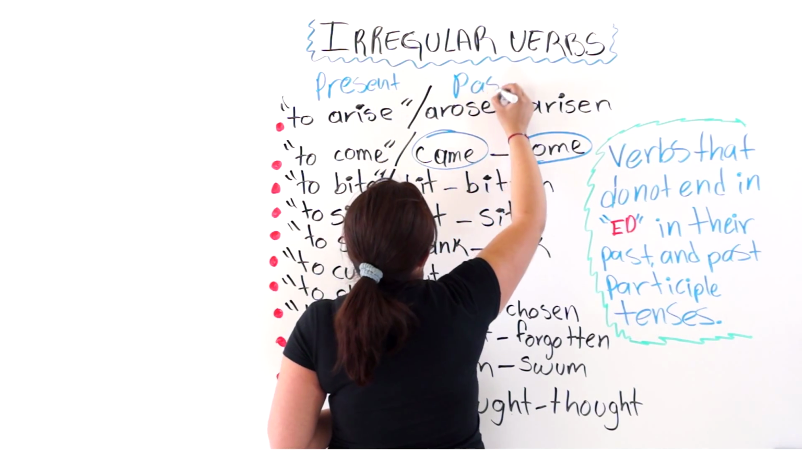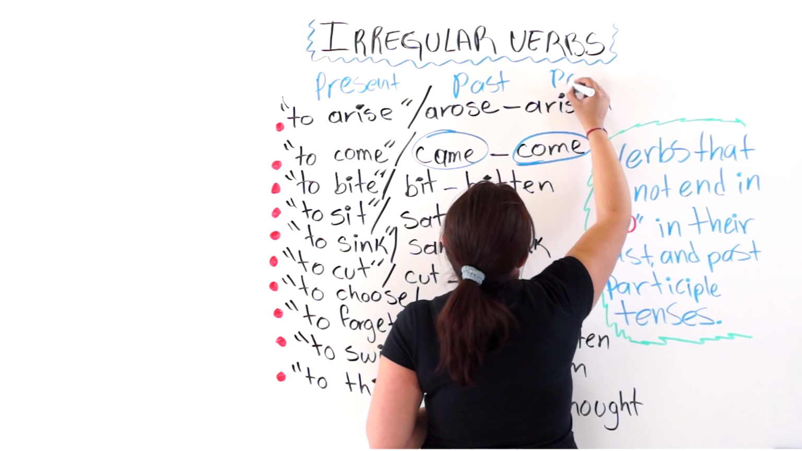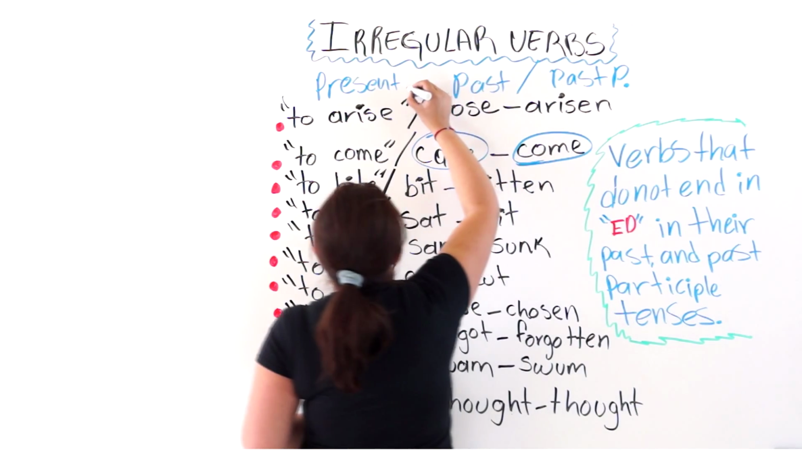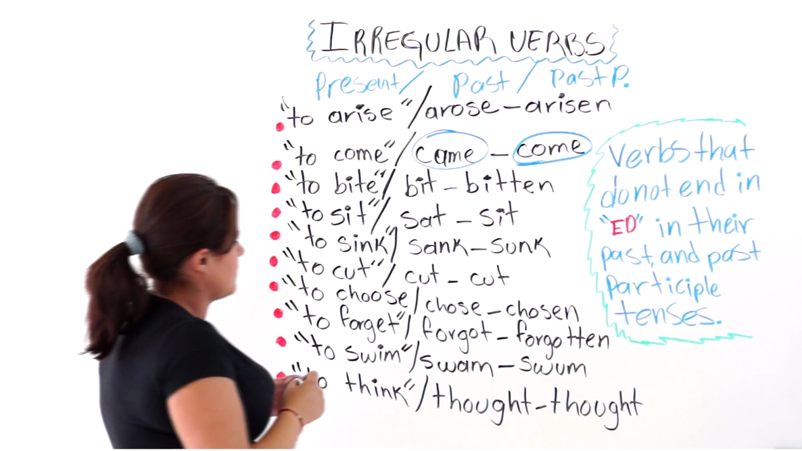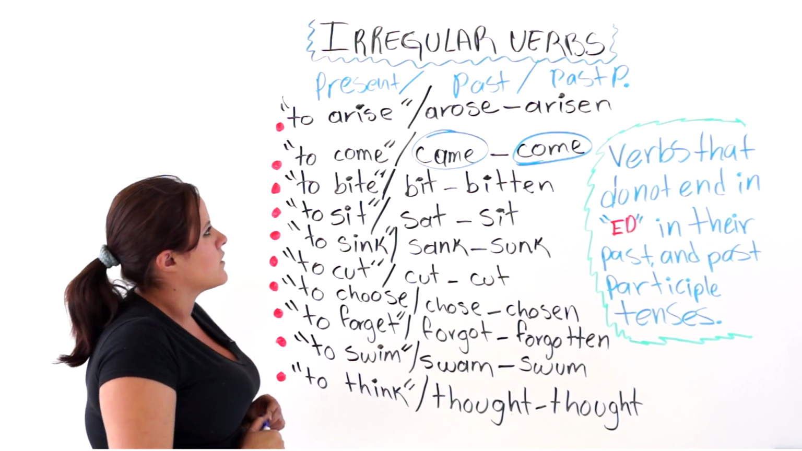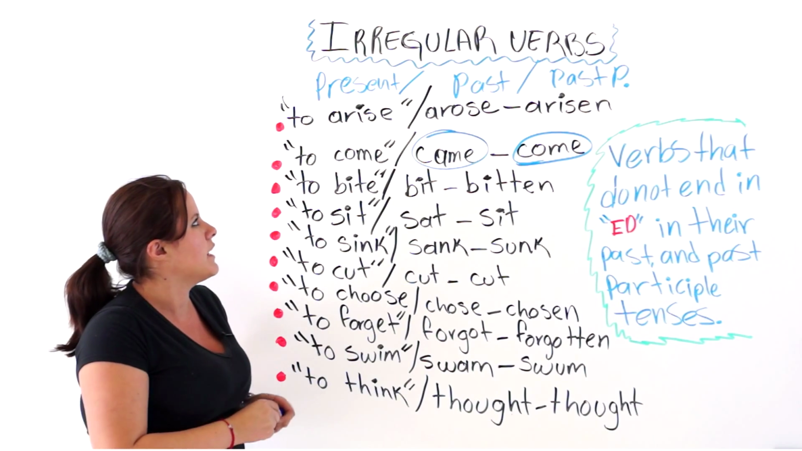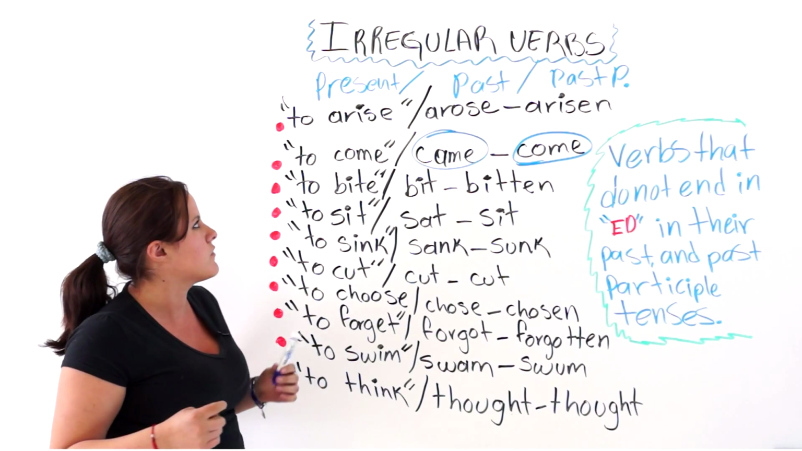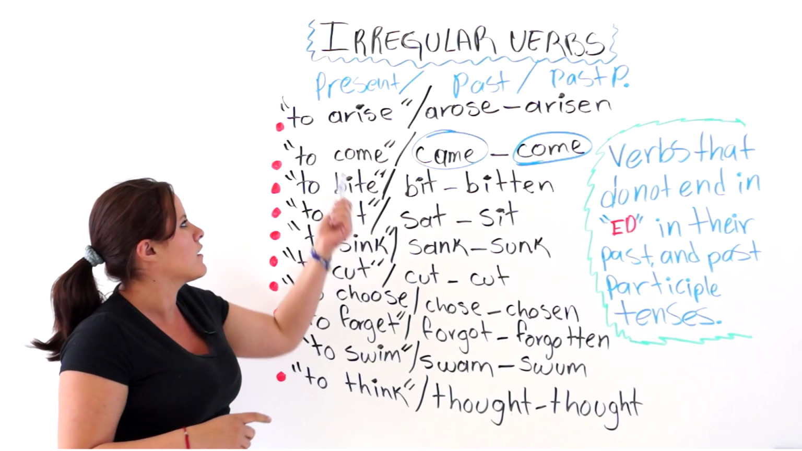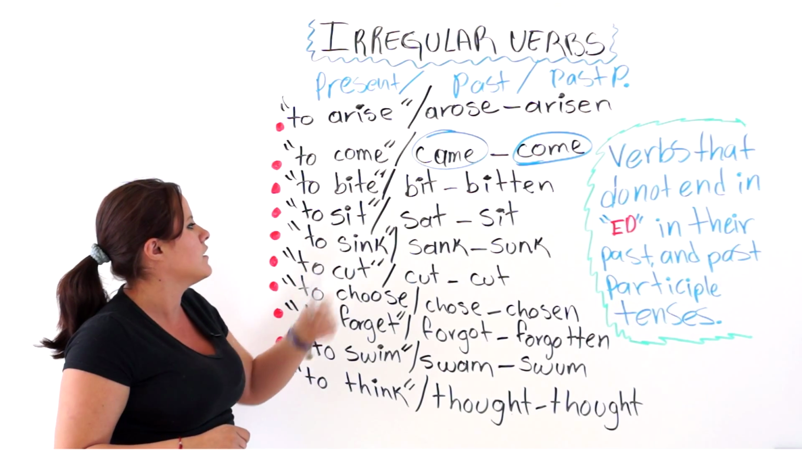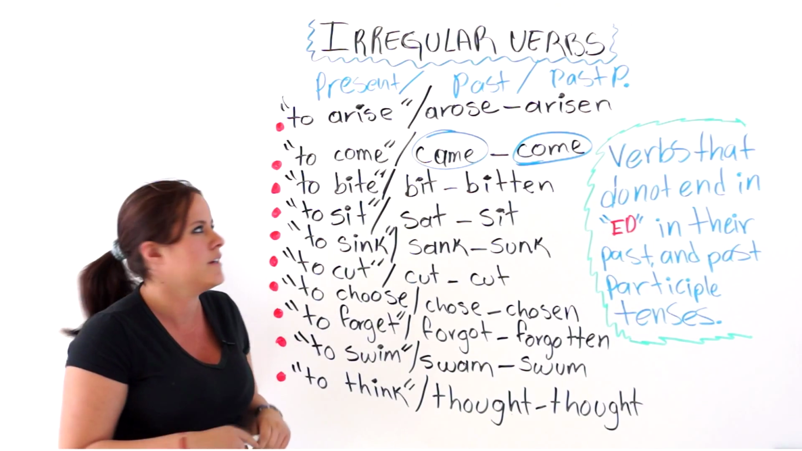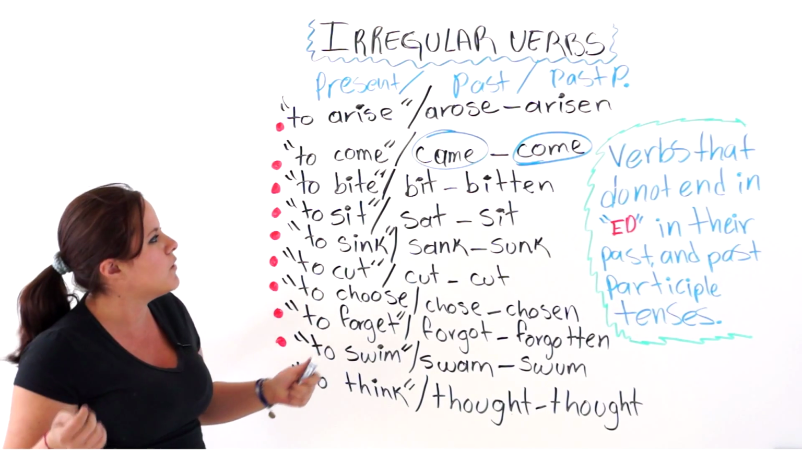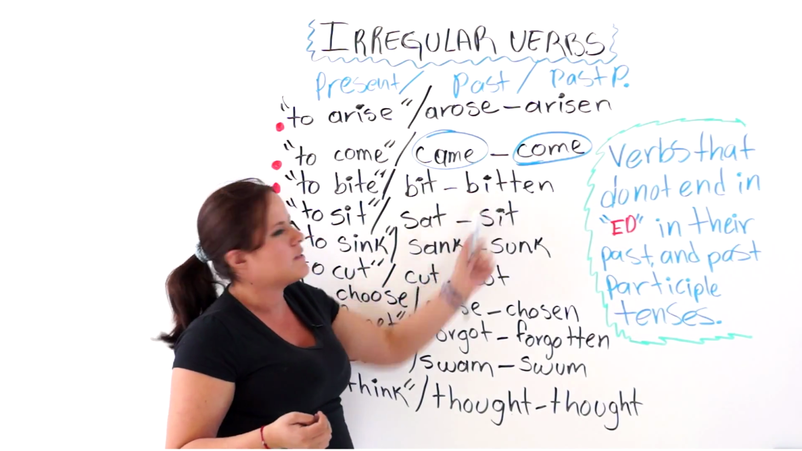Past and past participle. All right, so these are the three tenses we are going to look at today in irregular verbs, because we know that the present participle is made through the addition of the ing to the present tense of the verb. Arise, arising, come, coming, bite, biting, sit, sitting, sink, sinking, and so on. All right, but this is a little bit more complex when you look at irregular verbs and you want to change them into their past and past participle form.